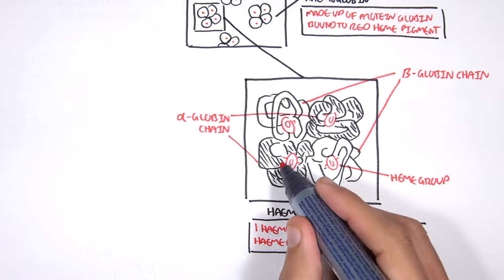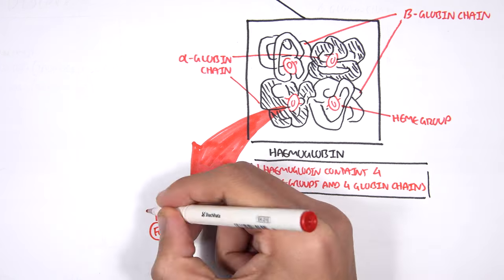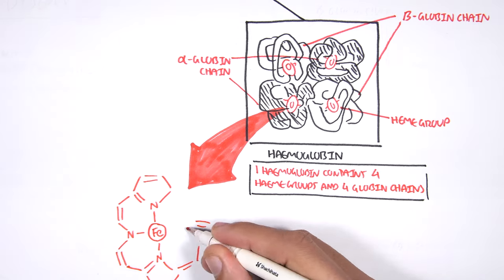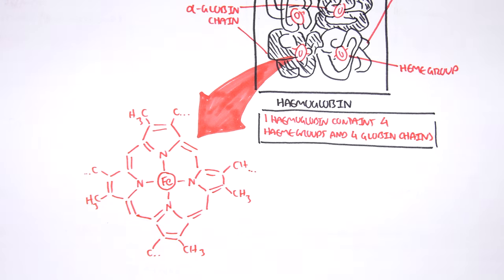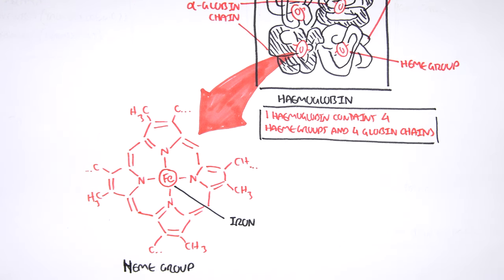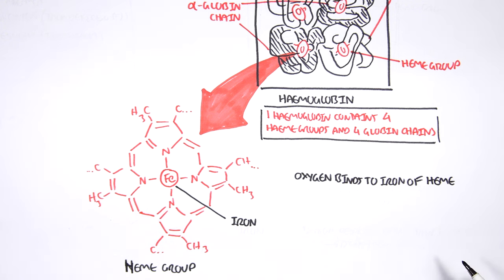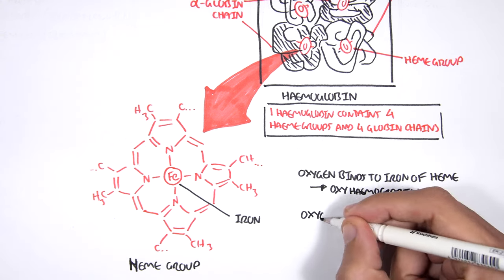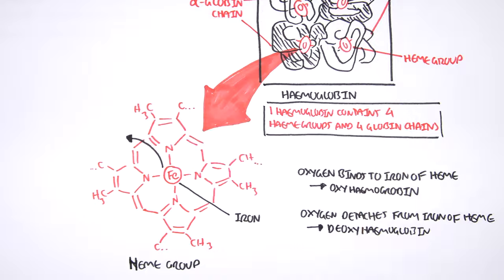So where does oxygen bind to in hemoglobin? Well, let's zoom into this heme group and find out. The heme group's chemical structure looks something like this. So this is the heme group that makes up hemoglobin. And here in the center, we have iron. Iron is a metal, and it's very important that we have iron so that iron can carry oxygen for us. When oxygen binds to iron of the heme, the whole hemoglobin molecule will be known as oxyhemoglobin. But when oxygen detaches from the iron of the heme, it is known as deoxyhemoglobin because it doesn't have oxygen. An example of deoxyhemoglobin is when we have oxygen here detaching from the iron.